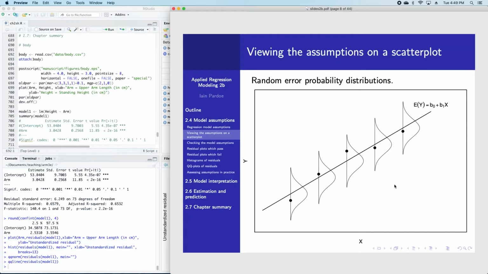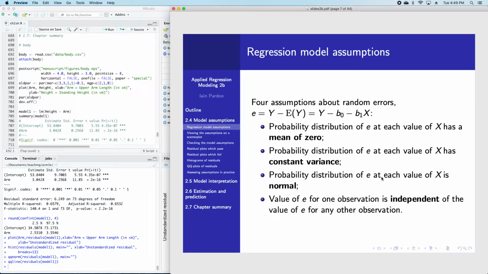So this picture summarizes those first 3 assumptions: that the probability distribution of the error term at each value of x is normal with 0 mean, which means they're centered along the regression line, and with constant variance. And then that fourth assumption, independence, we can't really show in a picture. Okay, so those are the theoretical assumptions underlying the model.